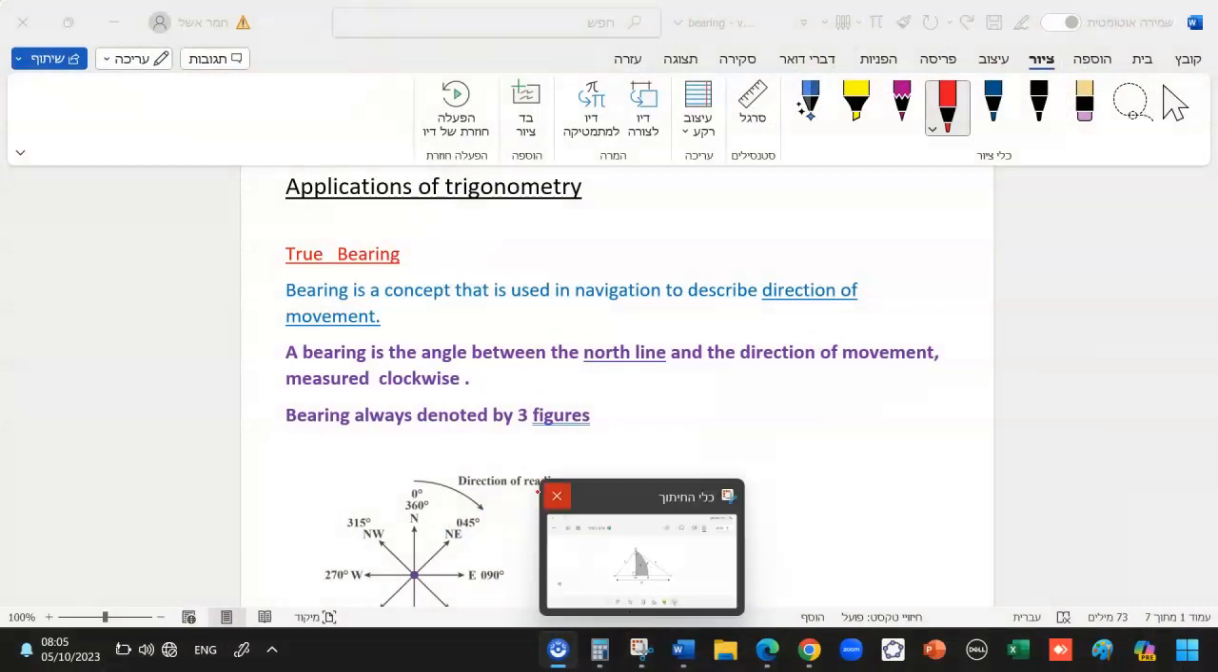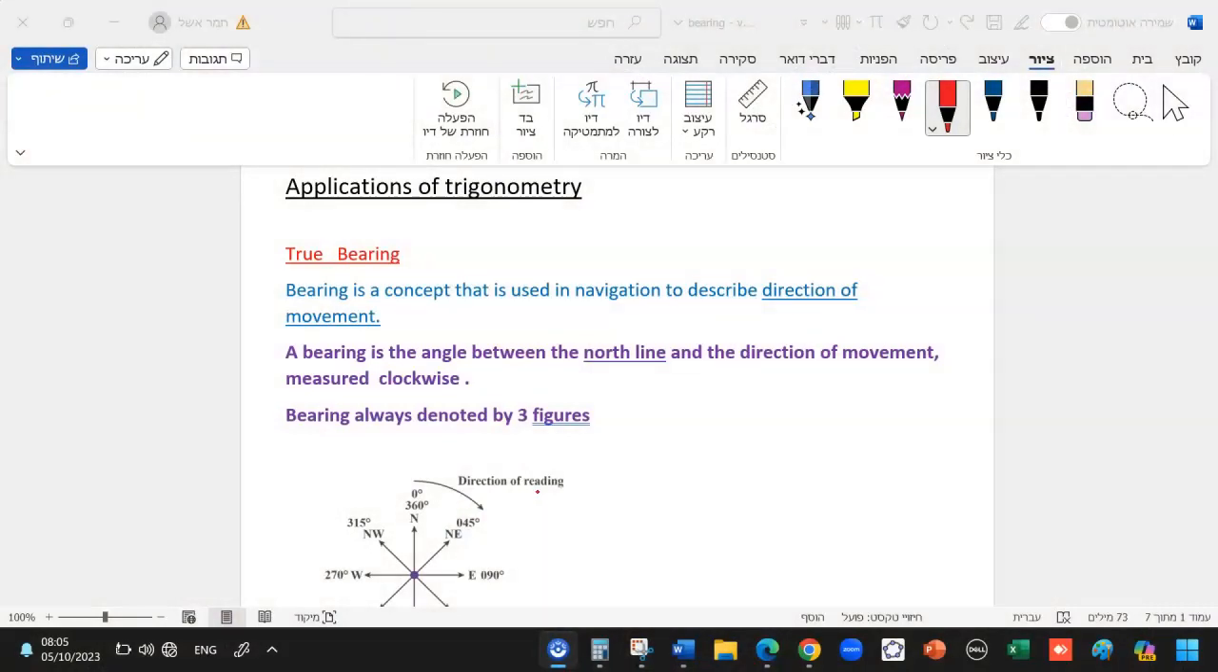Hi, in this video we will explain what is true bearing, which we will just call bearing. And here's the definition. Bearing is a concept that is used in navigation to describe direction of movement. The bearing is the angle between the north line and the direction of movement measured clockwise.